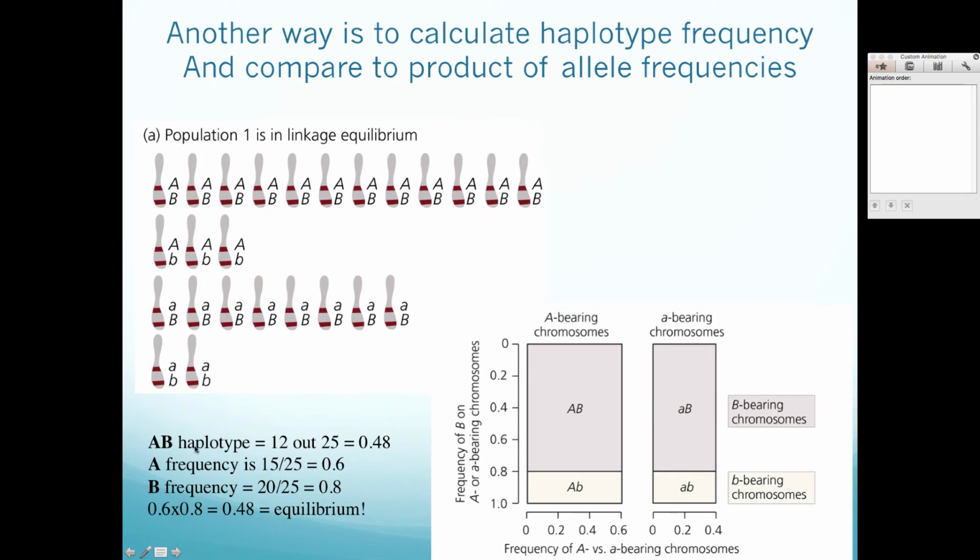And then we find the frequency of the big A, big B haplotype. So that's this haplotype, big A occurring with big B on a chromosome. And we find the frequency of that, and it's 12 out of 25, or 0.48. So the haplotype frequency is the same as the allele frequencies when multiplied together. This tells us that they're occurring with each other more or less at random.